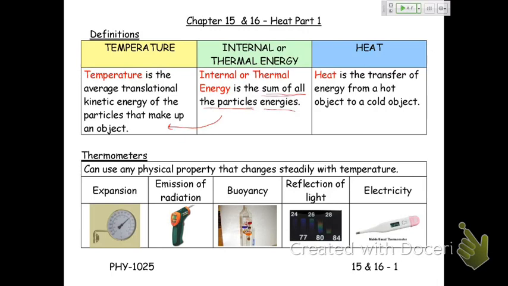And then heat. A common mistake is people will talk about how much heat is in that object, and we don't. We talk about heat as being the energy in transition. So when I put the spoonful of boiling water onto the ice cube, then heat flows from the spoon to the ice cube. Heat always flows from a high temperature thing to a low temperature thing.